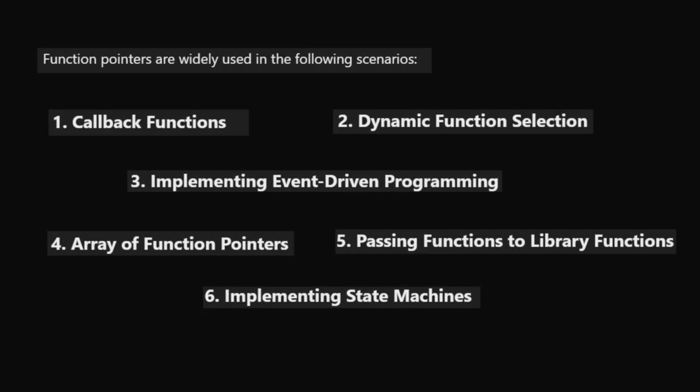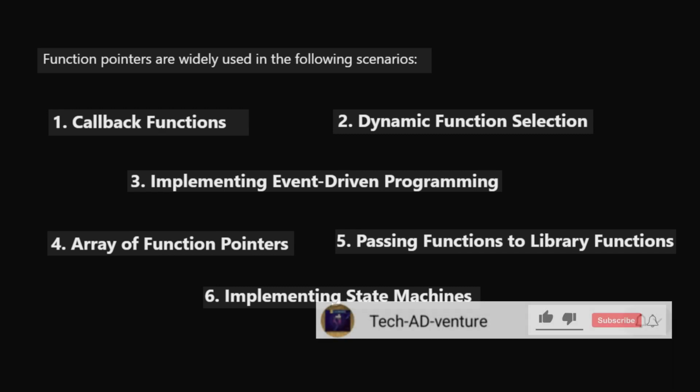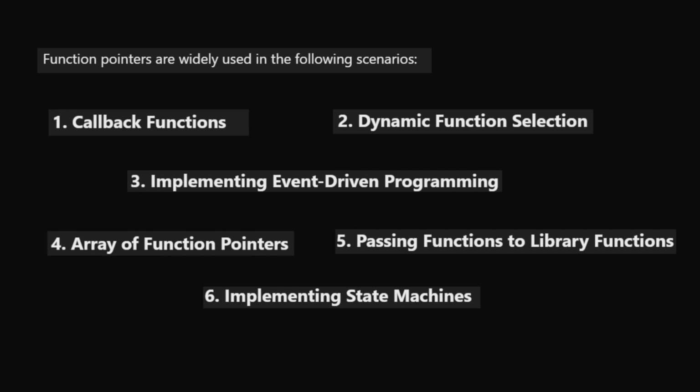Function pointers are widely used in the following scenarios. 1. Callback functions. A callback function is a function passed as an argument to another function, allowing behavior to be customized dynamically. 2. Dynamic function selection. Function pointers allow you to select a function dynamically at runtime. 3. Implementing event-driven programming. Function pointers allow you to trigger specific functions or events based on certain conditions, like GUI or embedded system programming.